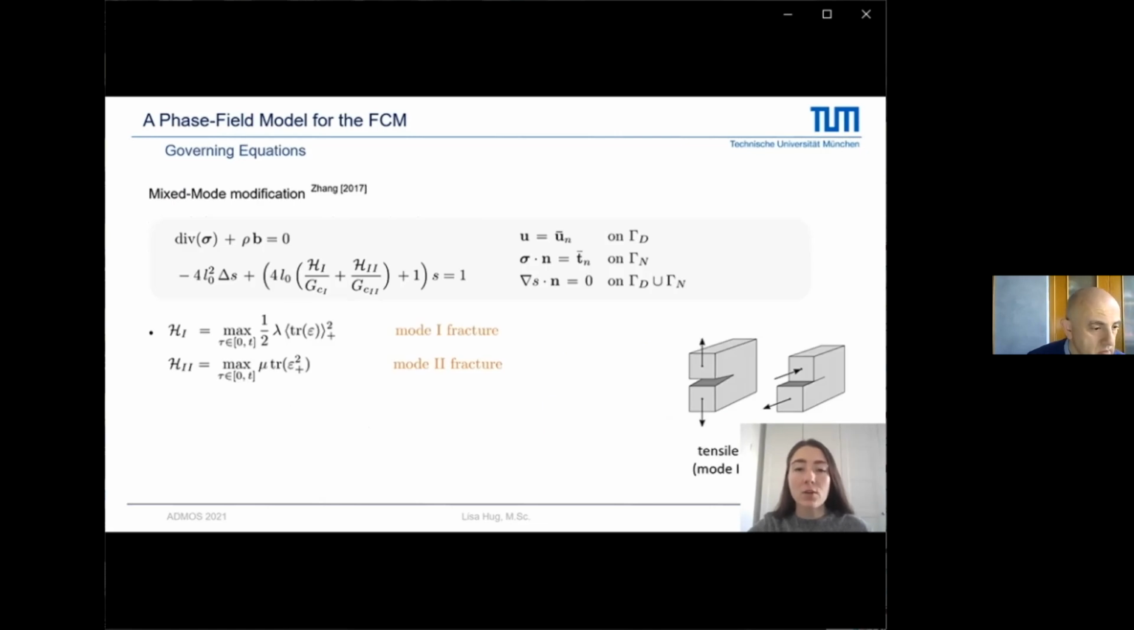Failure in rock is often governed by mixed mode fractures, and usually the resistance to mode 2 fracture, so shear failure, is significantly higher than the resistance to tensile cracks. In the classic phase field approach, we only have one fracture toughness Gc. That's why we used the mixed mode formulation by Zhang, where we split the total crack driving force into a part associated to mode 1 fracture and a part associated to mode 2 fracture, and we also introduced two different fracture toughnesses Gc.